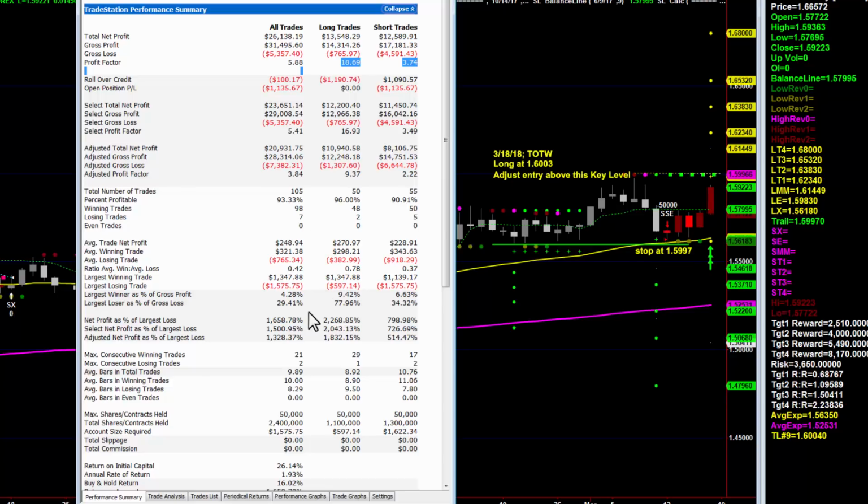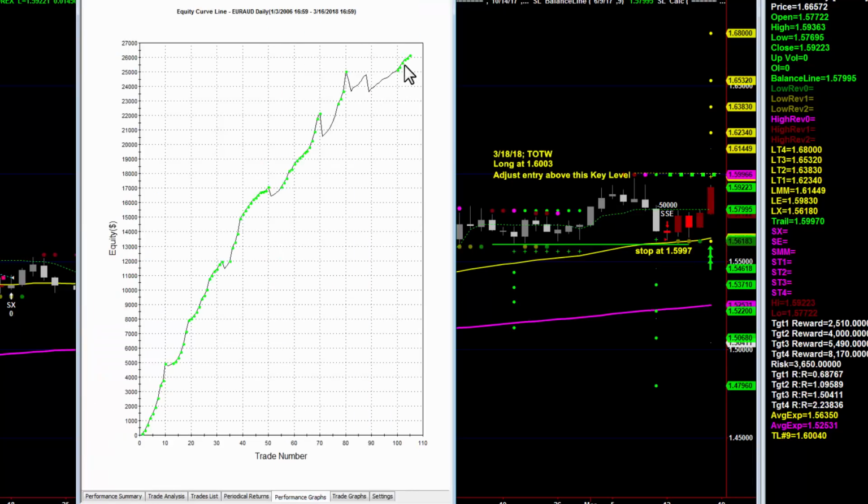And it's never lost more than 2 in a row. In fact, on long trades, it's never lost more than 1 in a row. And it keeps making new equity highs with very little drawdowns. Okay, so that's why I like this trade. And that is this week's trade of the week.